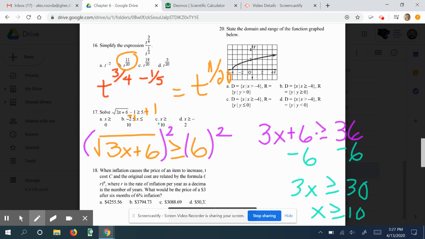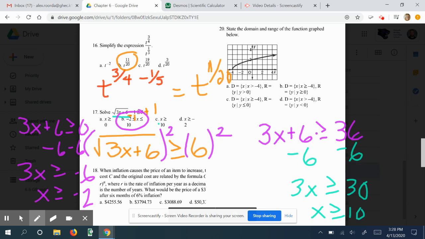But we also have to remember that we cannot have something underneath the radical that would be negative. So over here on the left, we're going to say 3x plus 6 has to be greater than or equal to 0. And so we subtract 6. We get 3x has to be greater than or equal to negative 6, which means x has to be greater than or equal to negative 2. So we're actually bounded between negative 2 and 10. So the correct answer to this one is B.